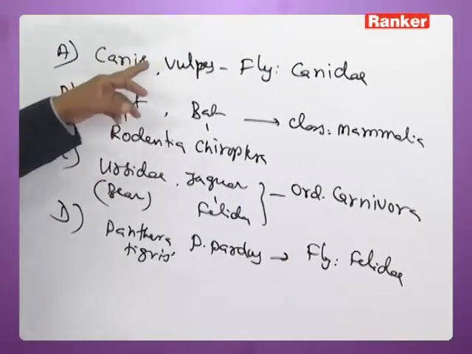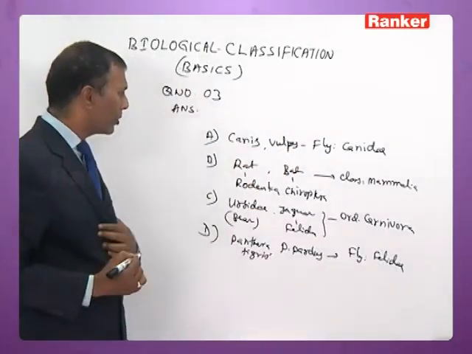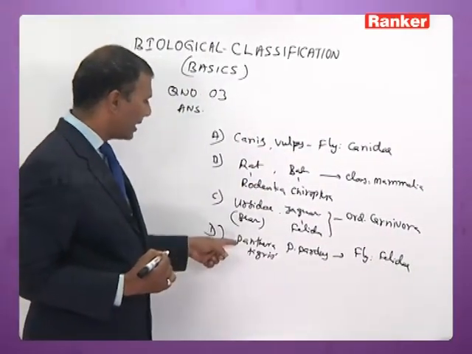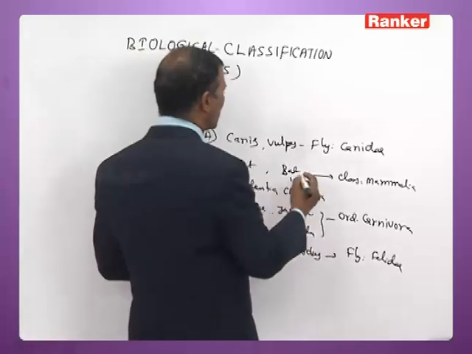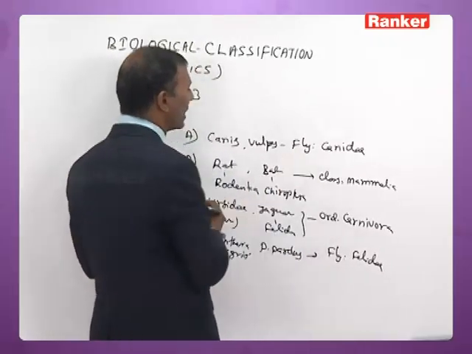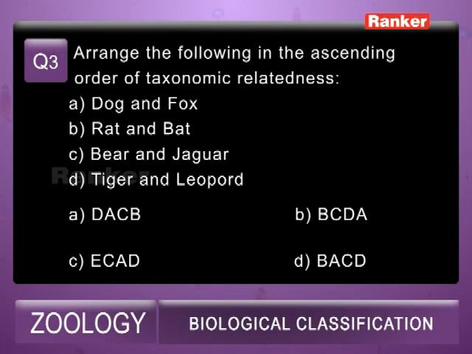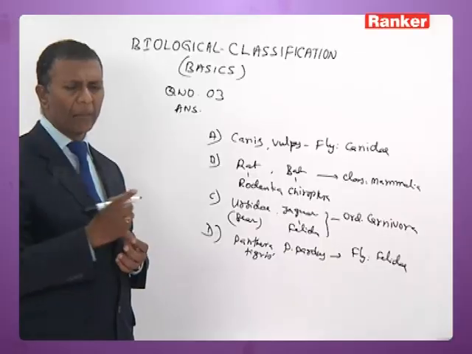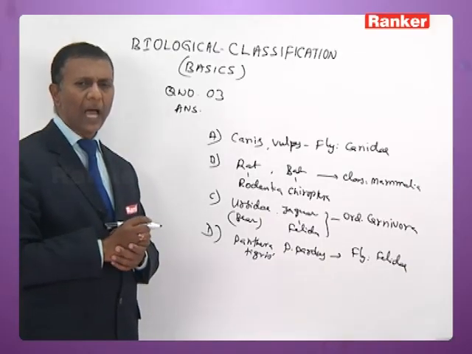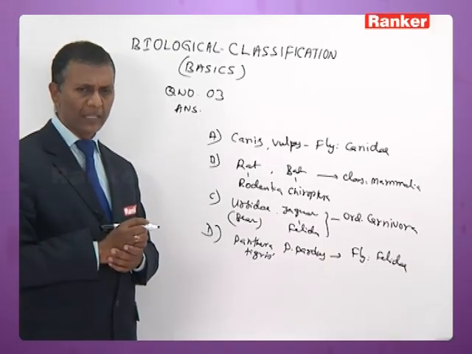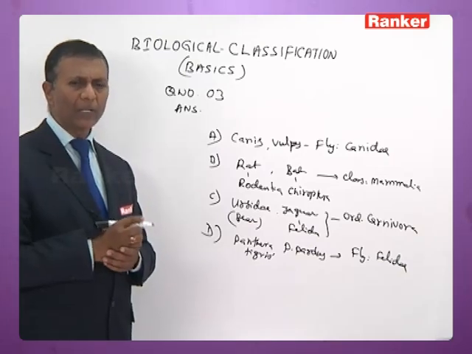Here Canis and Vulpes both belong to family Canidae, and both belong to the same order, order Carnivora. So on the basis of this, if you arrange, the first option seems to be correct, that is option A. D, tiger and leopard, Panthera tigris and Panthera pardus, both of them belong to the same genus.